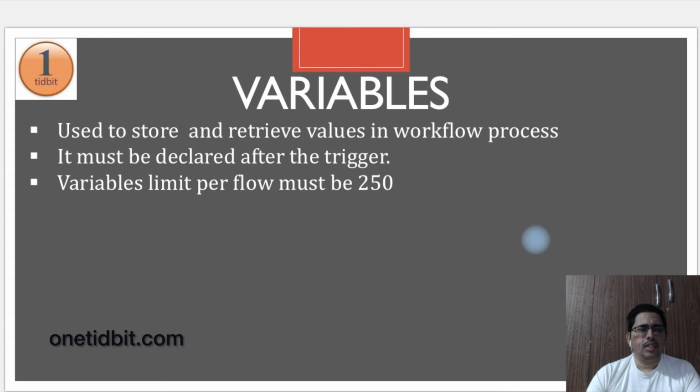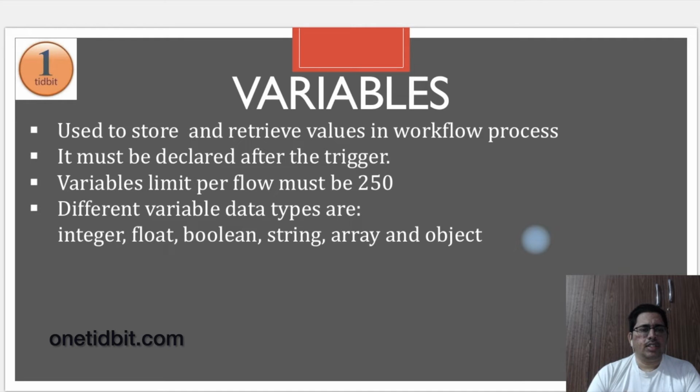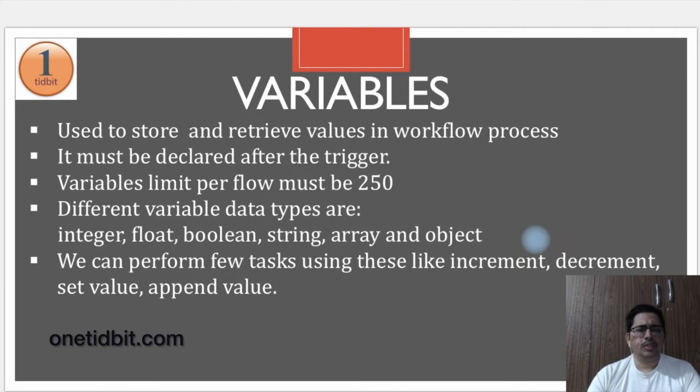And the variables limit is 250. Microsoft is giving only a limit here, so we can use only 250 variables per flow. And what is the difference? There are different variable data types, let's say integer, float, boolean, string, array and object. So we can perform a few tasks using these: increment, decrement, set value, append value, all these tasks with the variables.